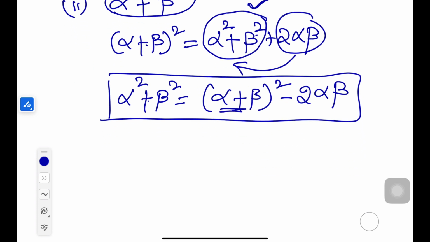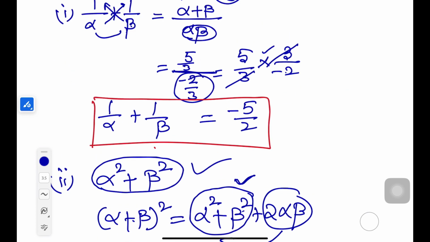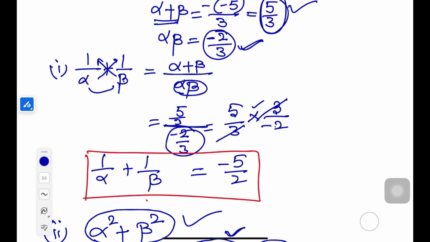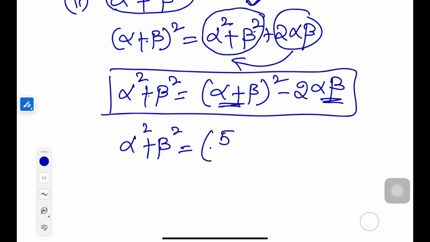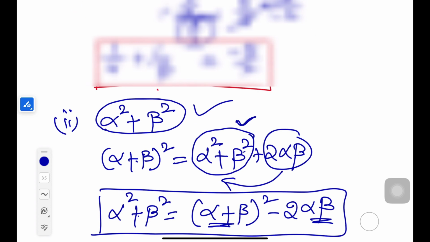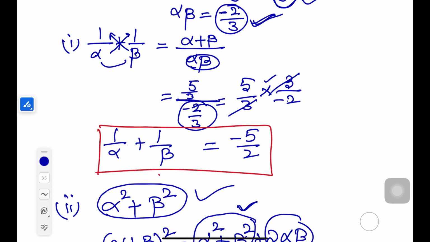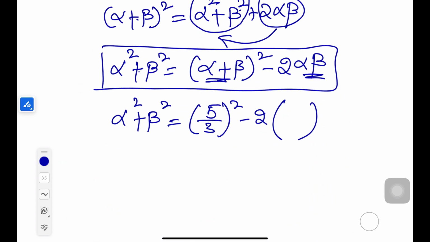So children, we know the sum of zeros, we know the product of zeros. So directly substitute the values. Alpha square plus beta square is equal to (alpha + beta)². So what is alpha plus beta value? We got 5 by 3. So (5/3)² minus 2 alpha beta. Alpha beta is how much? Alpha beta value is -2/3. So write down here -2/3.